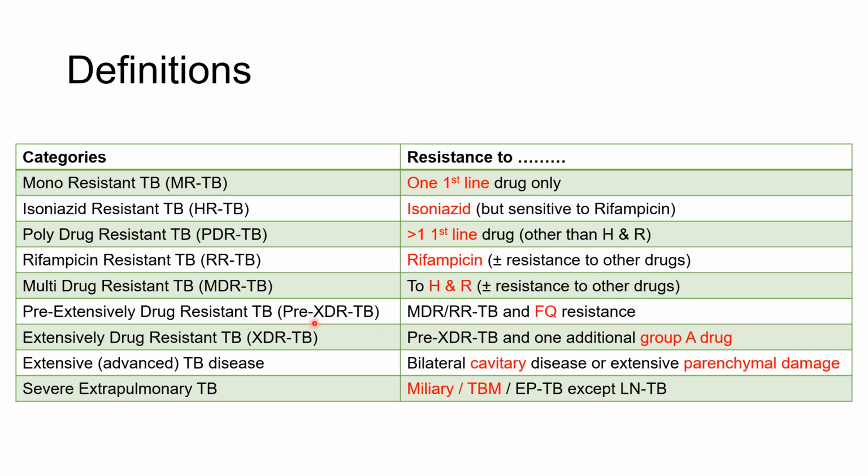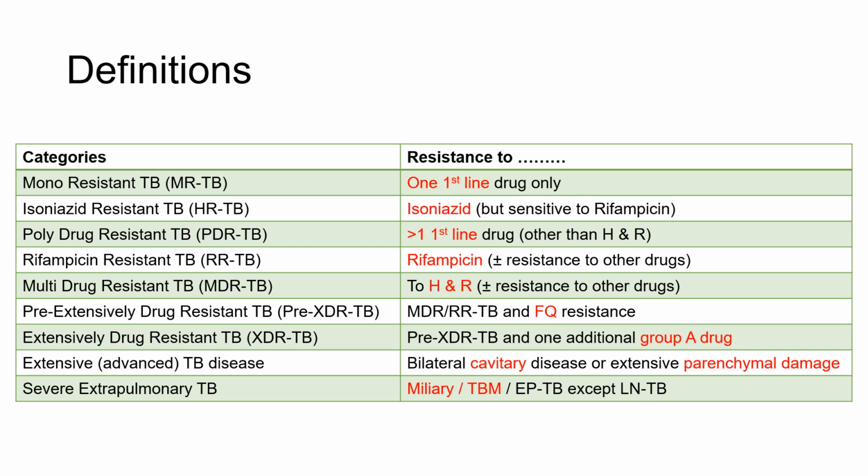A new entity, pre-XDR, that is pre-extensively drug resistant TB. What is it? It means multi-drug resistant TB or rifampicin resistant plus fluoroquinolone resistance. And what is extensively drug resistant TB? Pre-XDR plus a group A drug. What are the group A drugs? Well, learn a bit. What is extensive or advanced TB disease? It refers to bilateral cavitary disease or extensive parenchymal damage. And what is severe extrapulmonary TB? It refers to miliary TB, tubercular meningitis, and extrapulmonary tuberculosis except lymph node tuberculosis.